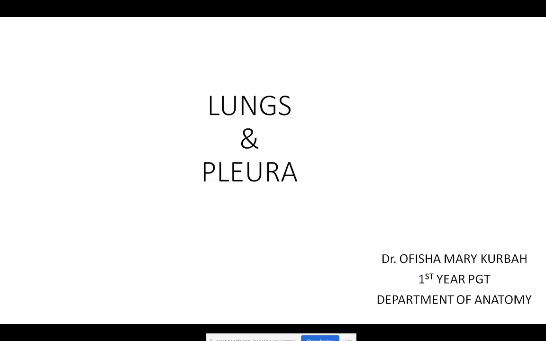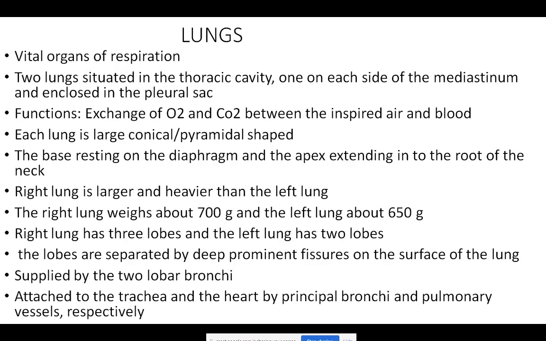For today's class, we are going to start with the lung and pleura. At first, we are going to learn about the lungs. What are the lungs? The lungs are the vital organs of respiration. There are two lungs situated in the thoracic cavity, one on each side of the mediastinum and enclosed in the pleural sac. The mediastinum is the middle compartment of the thoracic cavity, okay? And the pleural sac is a bag-like structure which encloses the lung.